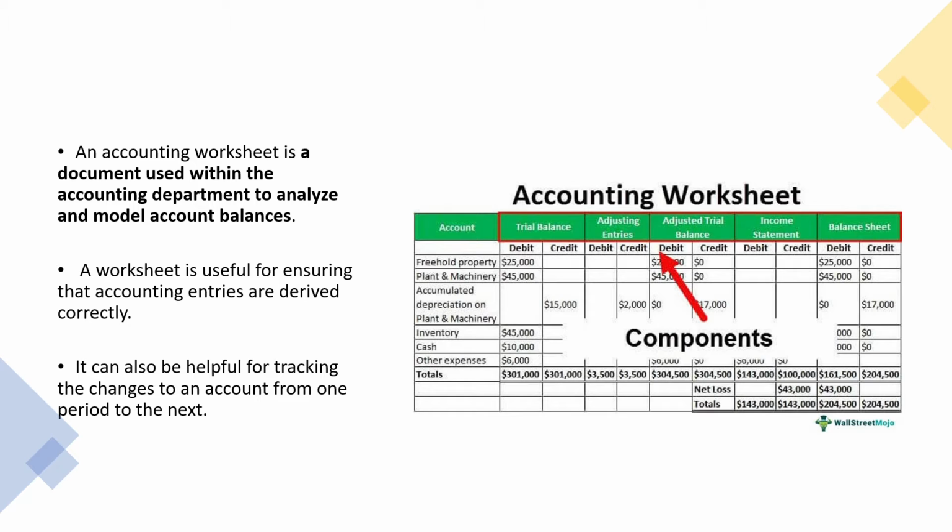This is an example of an accounting worksheet. As you can see, in the first column we have the accounts, then we have a trial balance, then adjusting entries, then the adjusted trial balance, then the income statement and balance sheet. The components of an accounting worksheet are mentioned in the red box, from trial balance to balance sheet. So there are the 5 components of our accounting worksheet.